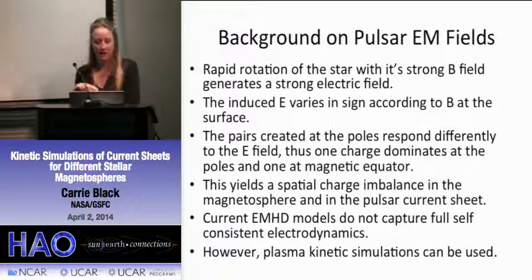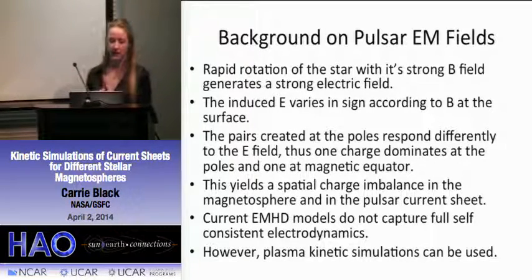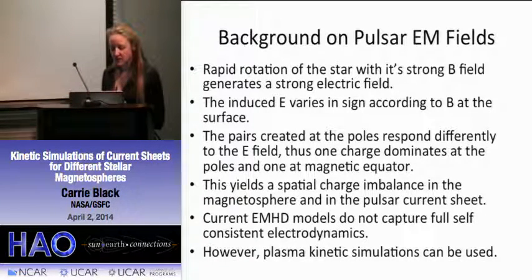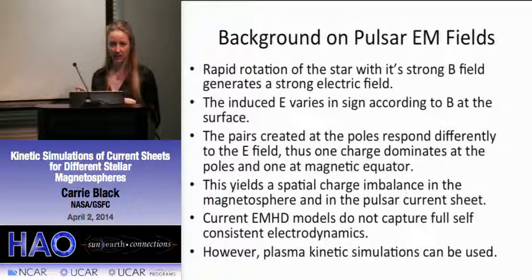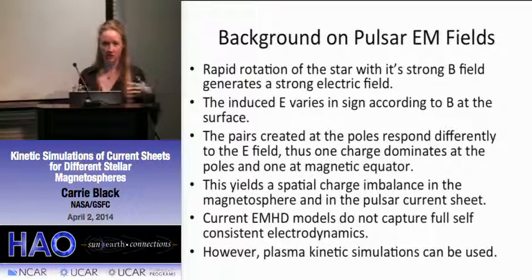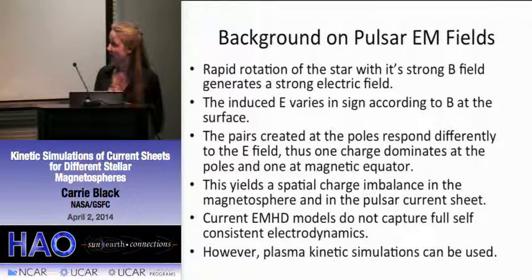So here's a little more on the background of the pulsar electromagnetic field. They have these strong magnetic fields, which are rotating really rapidly with the star, and this generates a strong electric field. This induced electric field, the sign varies according to the magnetic field on the surface of the star. I should say this very carefully. Pairs, electrons and positrons, are created at the poles, like I discussed. They respond differently to this electric field because they're differently charged. This ultimately means that one charge dominates at the poles, and another charge dominates at the equator of the magnetosphere. So you really do have an actual charge imbalance in these magnetospheres as well, which is different from the assumptions in the corona, which are that we have an overall neutral plasma.